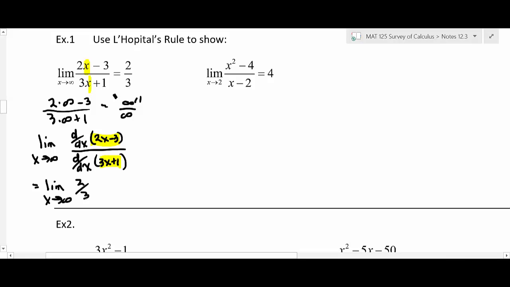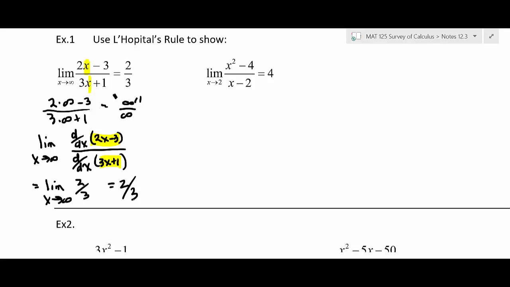Do you remember what a limit of just a constant is? Itself, because if you graphed y equals 2/3, it's just a horizontal line. So that's 2/3, so that's your answer. That's it. You don't have to know anything about asymptotes to do that. It'll just do the derivative by L'Hopital's rule and it'll work out.